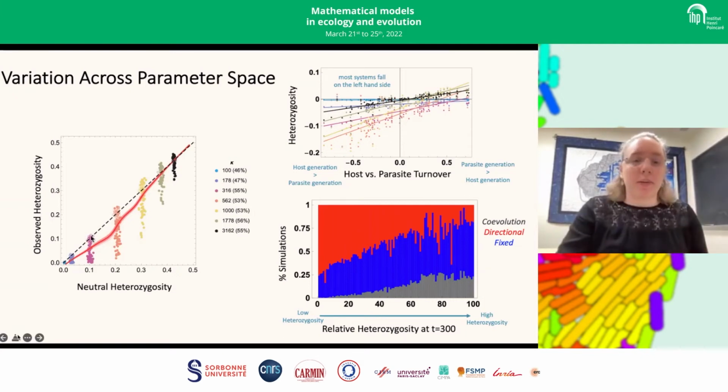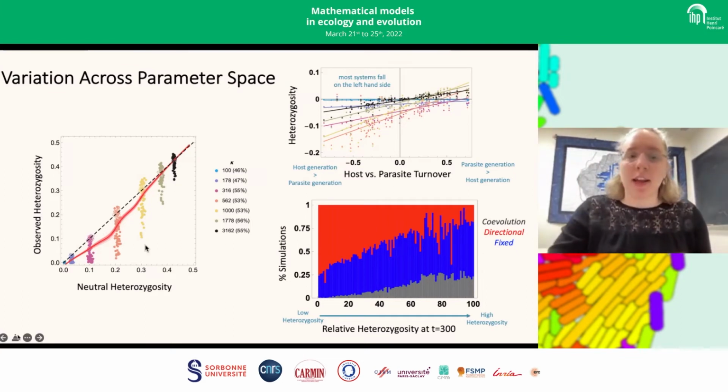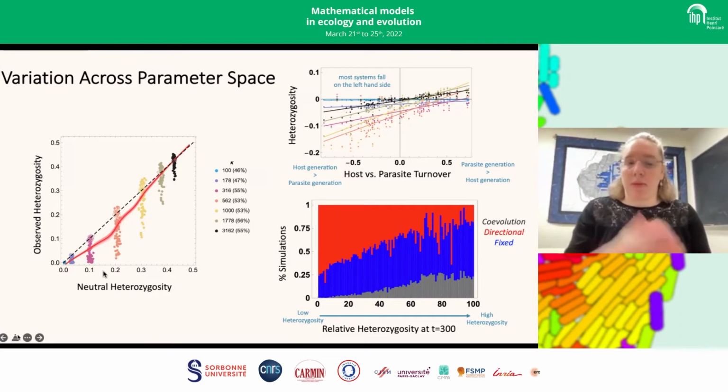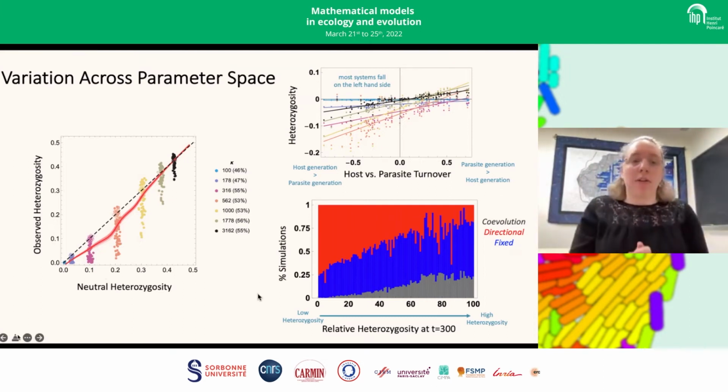And if I take all of my simulations for a particular population size, so each of these different colors is a different population size, that's a natural way to move up and down in heterozygosity. But if I look within one of these colors, so within a particular population size, and I label all of those dots by their observed heterozygosity, the more heterozygosity observed, the more likely there is that coevolution is still occurring in that population. And the less heterozygosity I observe, the more likely I am to observe directional selection in that system.